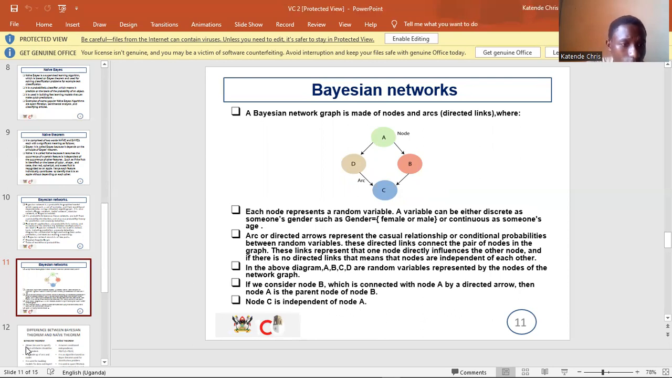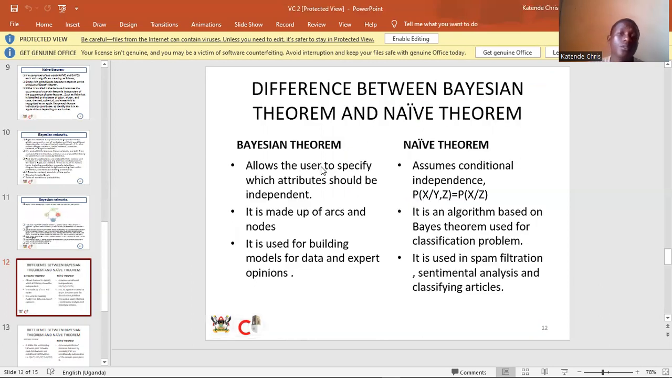Then you have the differences between Bayesian theorem and naive theorem. With Bayesian theorem, it allows the user to specify which attributes should be independent. But with naive theorem, it just assumes conditional independence. You can see the formula. The Bayesian network is made up of arcs and nodes, whereas naive Bayes is an algorithm based on Bayes' theorem used for classification problems.